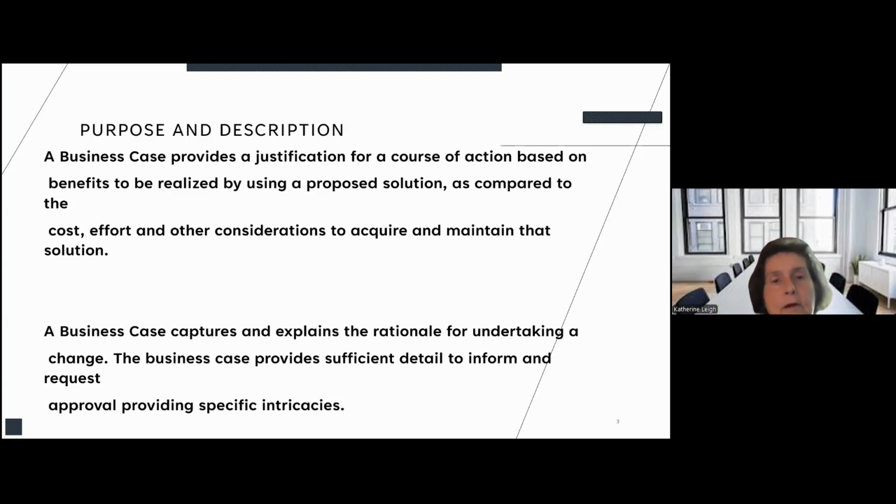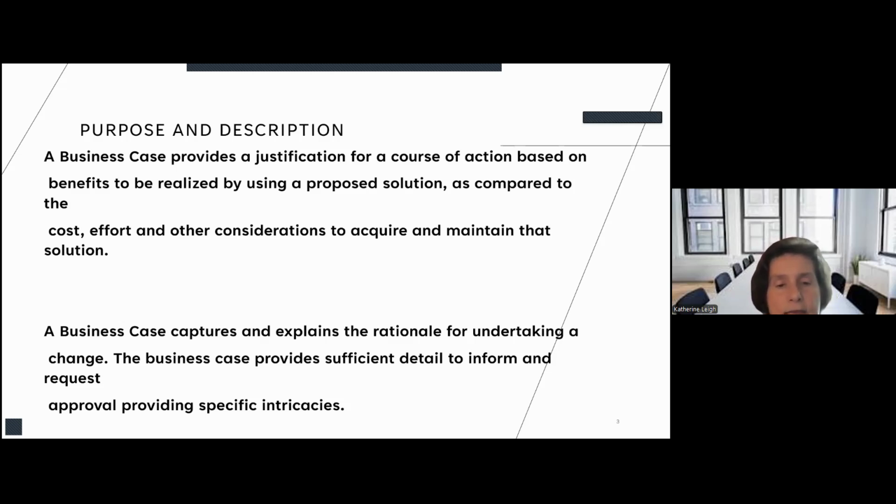So, purpose and description. The business case is supposed to provide a justification for a particular course of action based on the benefits to be realized by using a proposed solution as compared to the cost, effort, and other considerations that you would have to acquire and maintain that solution. I think in the BABOK they actually say live with that solution, but I think of it as maintain that solution.